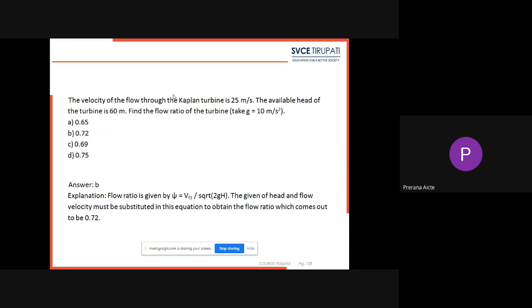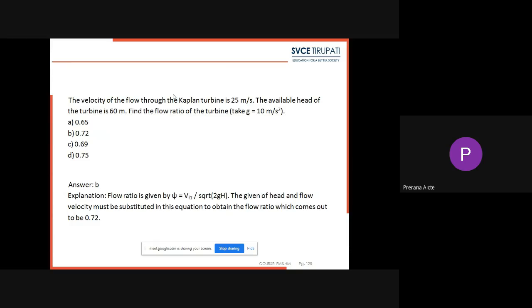And the next problem, the velocity of the flow through the Kaplan turbine is 25 meters per second. The available head of the turbine is 60 meters. Find the flow ratio of the turbine. So to calculate the flow ratio, the formula is Vf1 by square root of 2gH.